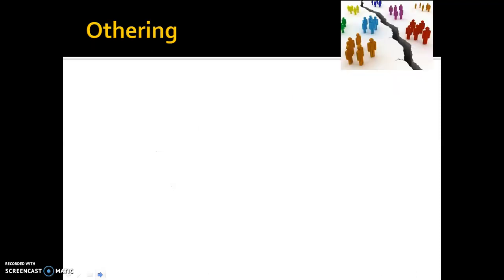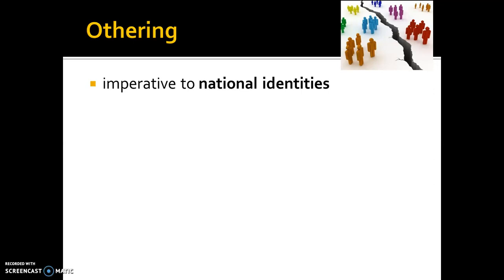Some other terms would help you better understand what's going on in those historical contexts, and the concept of contact zones. Othering. Okay, so what is othering? First of all, this is something that groups of people do, cultures do, and it is imperative to creating a sense of national identity.